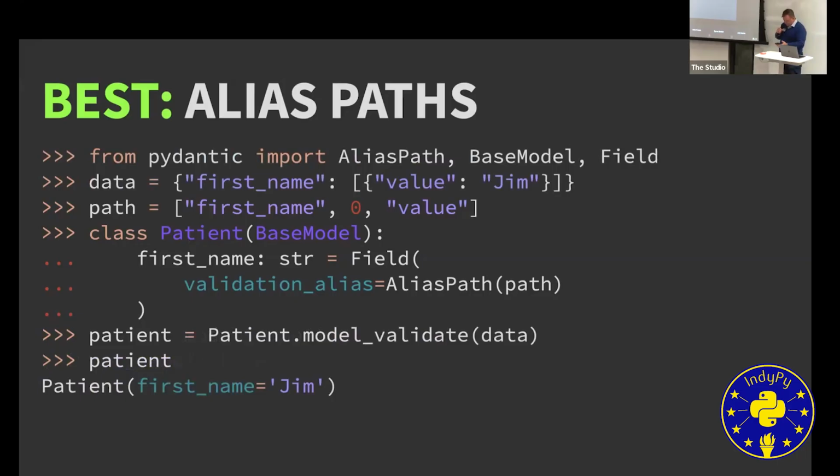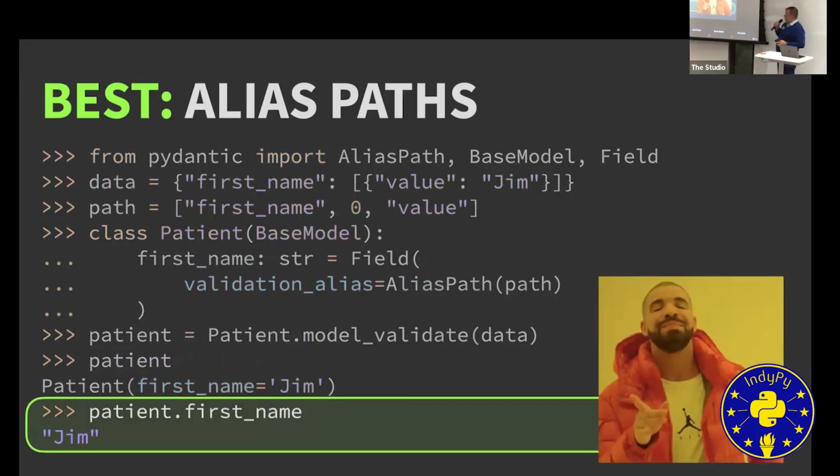So back to our updated code. How does it look to access a first name now that we're using alias path? Much better. Now it's just the patient.firstname that we expected.